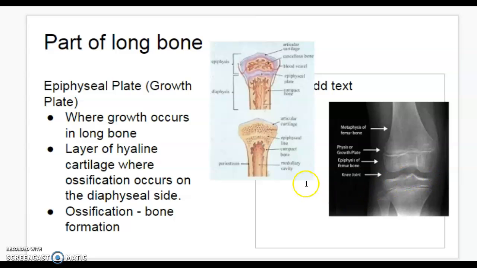But you can always tell if you're still growing, because if you still have that growth plate, that's some of that hyaline cartilage, then you're still growing. Now, when it becomes fully ossified, that means that growth has stopped.